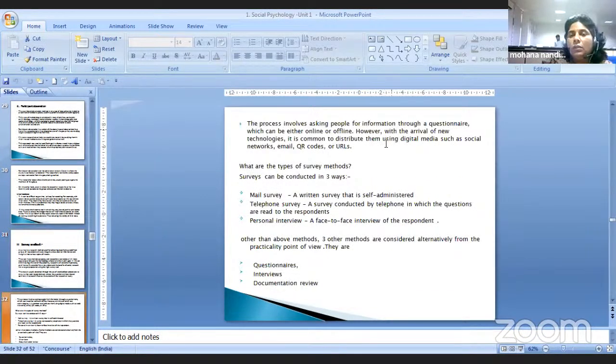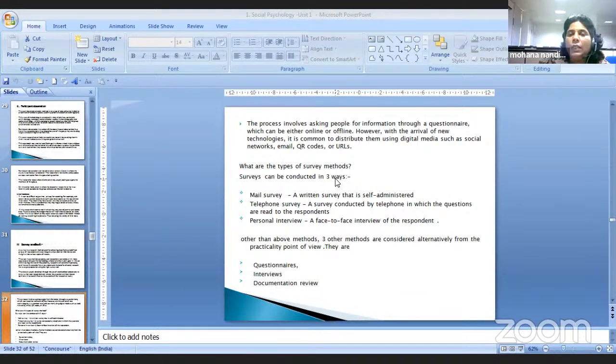Here the process involves asking people for information through a questionnaire. You may not answer all the questions, or else you ignore or skip them, which can be either online or offline. So we can do this survey online or offline also. But here, many people will skip, they don't answer the inappropriate questions. They may feel, why should I answer? They may think that this is not my cup of tea, I don't want to answer because it may hurt me. So these things will be there.